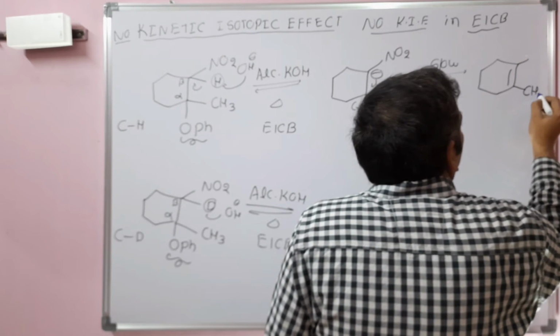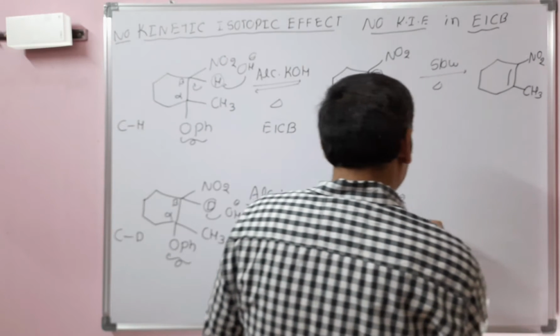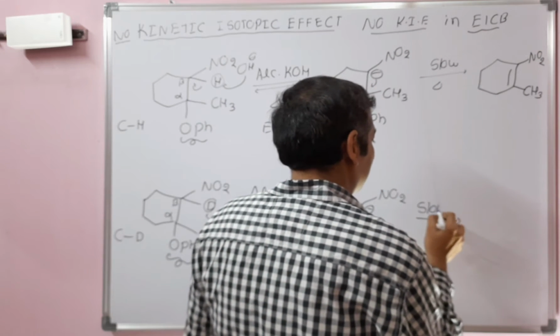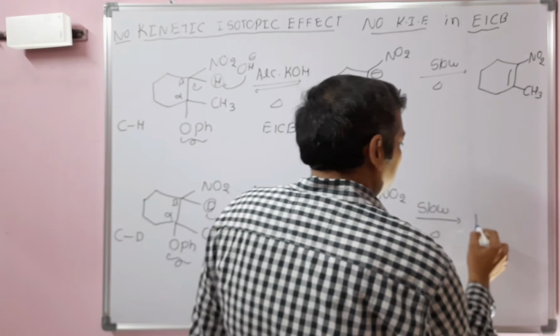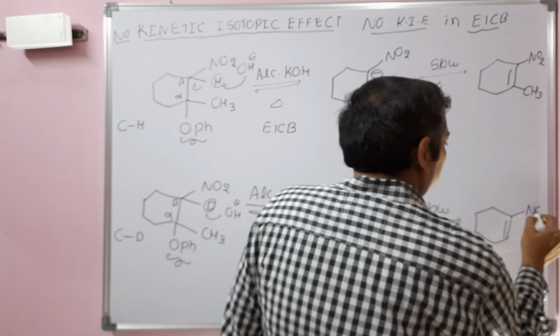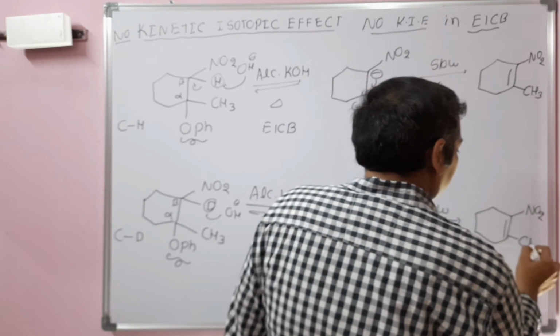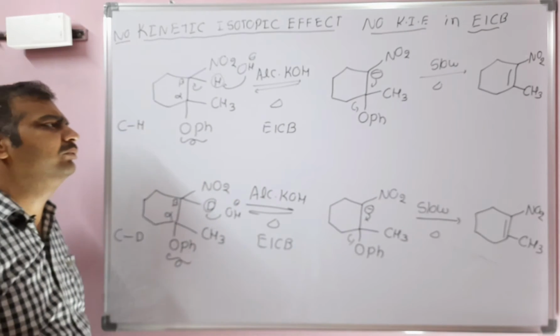1-methyl-2-nitrocyclohexene. Here also, at a low temperature, and at high temperature, expulsion of the leaving group gives 1-methyl-2-nitrocyclohexene. No doubt the product obtained is the same. Why? Because these are isomeric compounds.